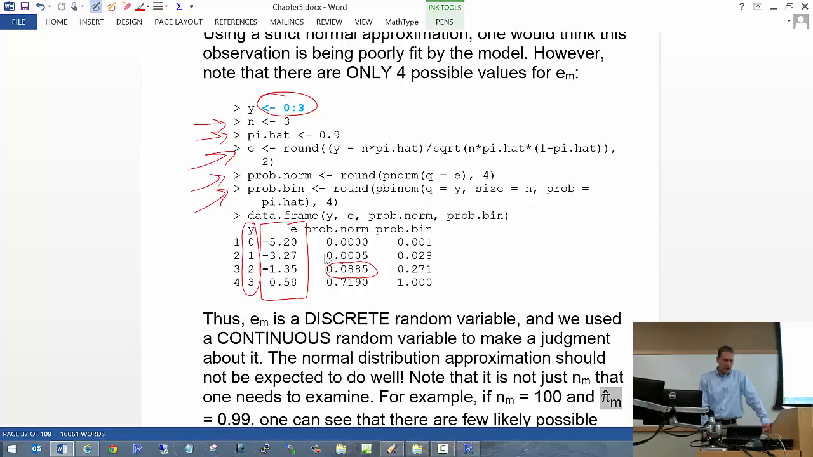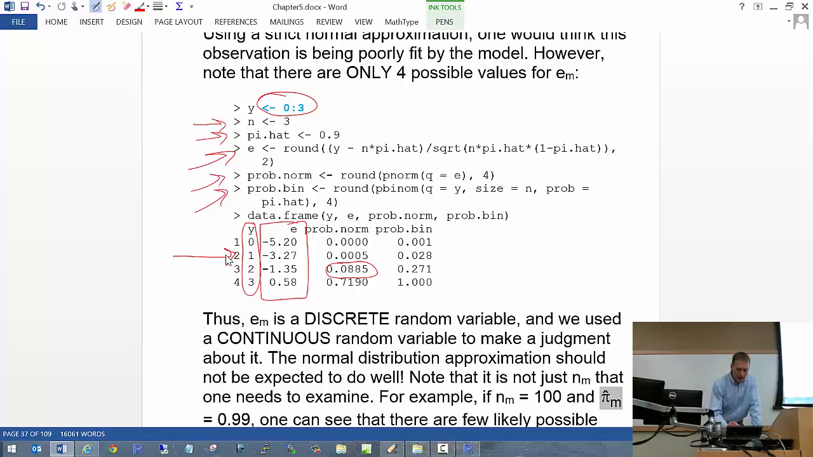The probability of being less than or equal to negative 3.27 is 0.0005. Now remember what we observed for this particular example: Y equals 1. And what this is saying is, if I could trust the normal distribution approximation, it would be very unusual to have only one success out of 3 trials if pi was truly 0.9.